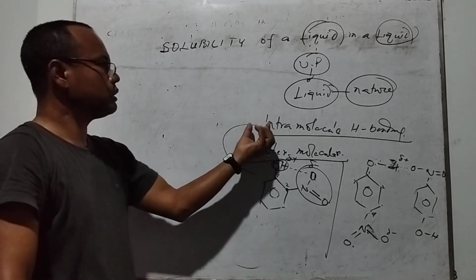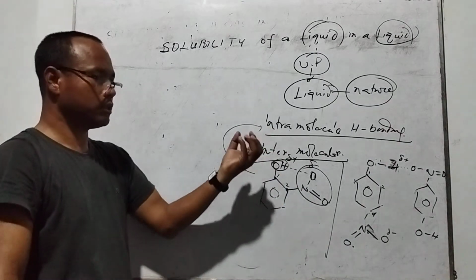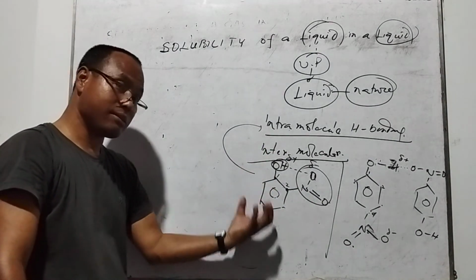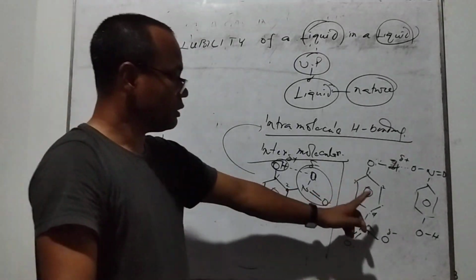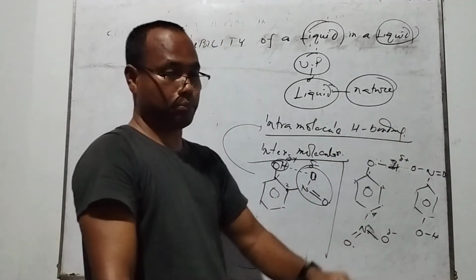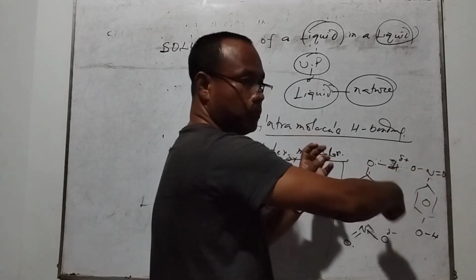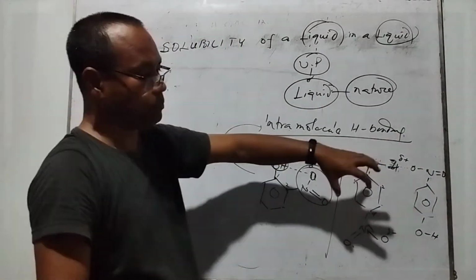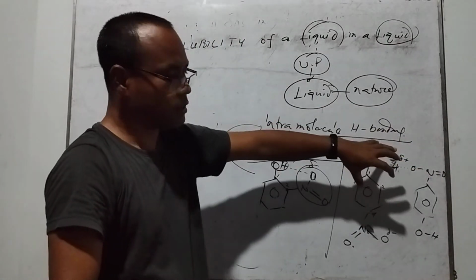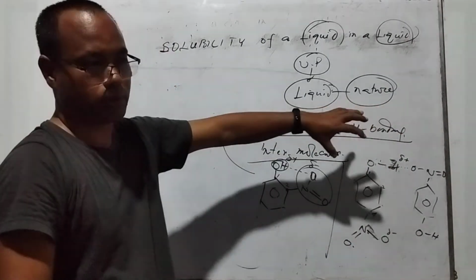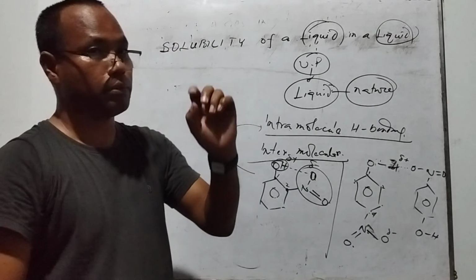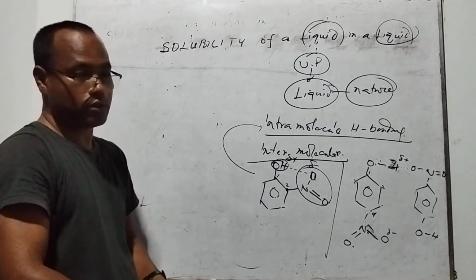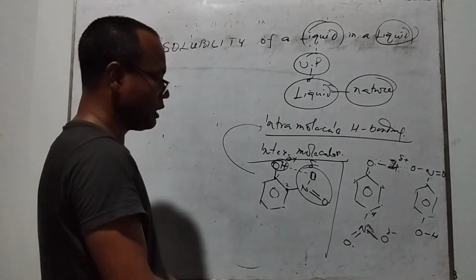Since intramolecular hydrogen bonding is formed, this liquid is more volatile. This one is not volatile because very big molecules form. Since these molecules cannot escape as a vapor, these types of liquids cannot be vaporized easily. So that means non-volatile, right?